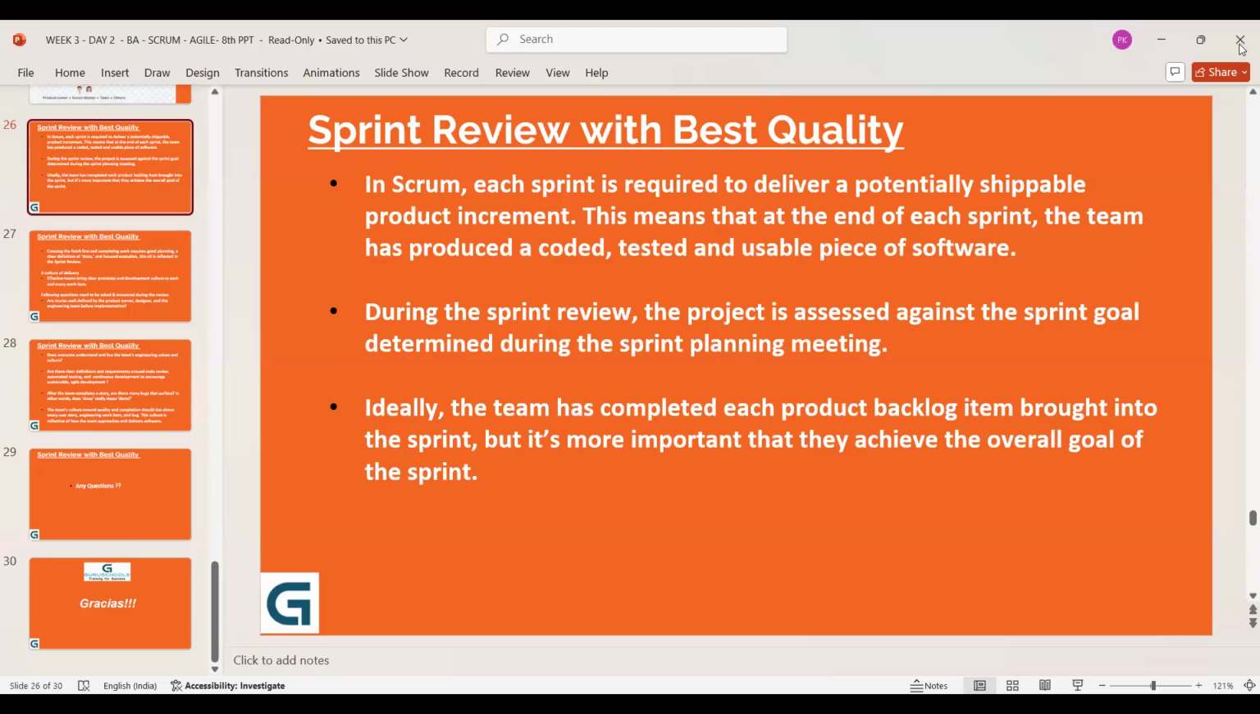Can we go to the next point, please? During the sprint review, the project is assessed against the sprint goal determined during the sprint planning meeting.